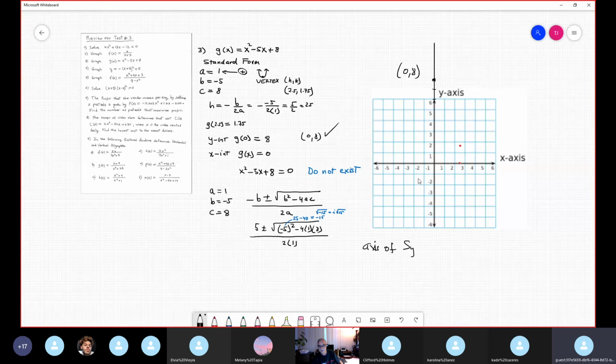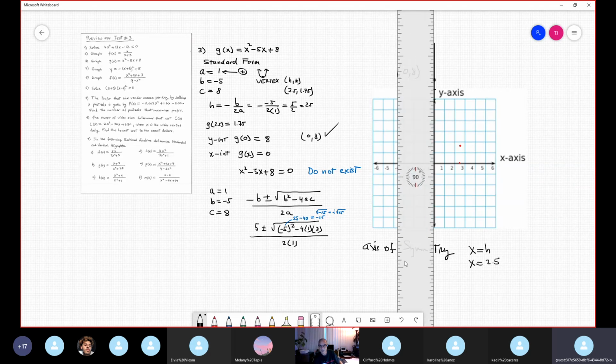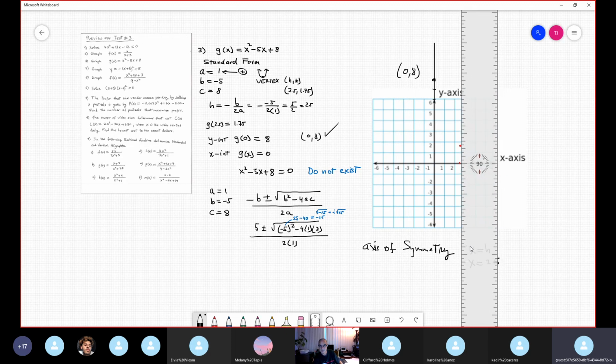Axis of symmetry is always a vertical line, x equals h. In our specific example, h is 2.5. It's a vertical line at 2.5. Let me try to do my best. A vertical line passing through the vertex here. Normally it's a dotted line, since it's an axis of symmetry, not an asymptote.